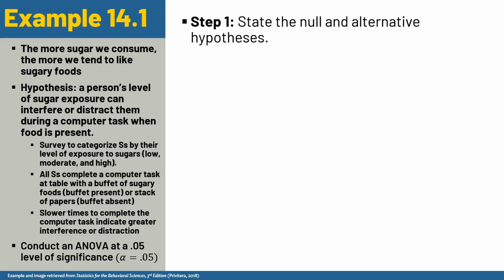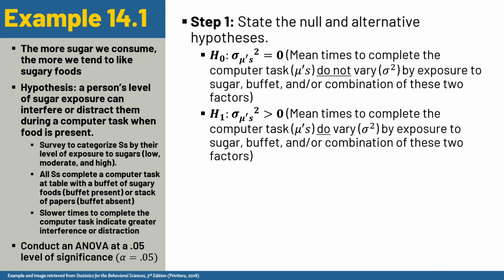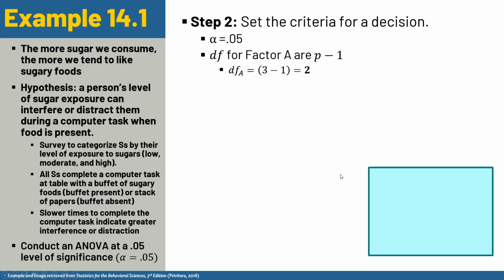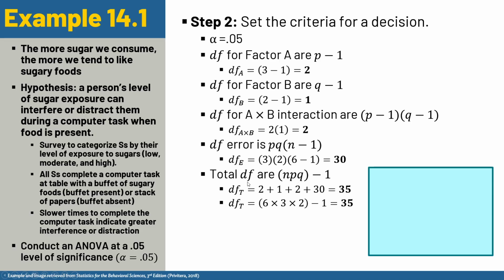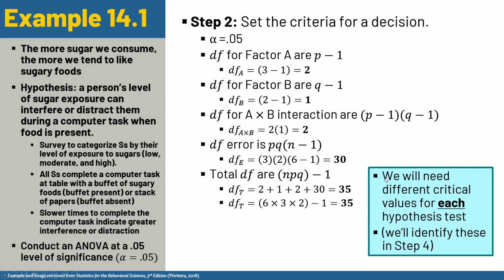And so let's follow our 4 basic steps. State the hypotheses. Here we're still doing equal and greater than 0. Basically, we're stating that the means do not vary or the means do vary across these different conditions. Oh wow, the animations are bad here. I apologize. Set our criteria. Go through our degrees of freedom. So just plugging stuff in. P minus 1, Q minus 1, and so on and so forth. I'm not going to bore you with all the explanation for each of these.